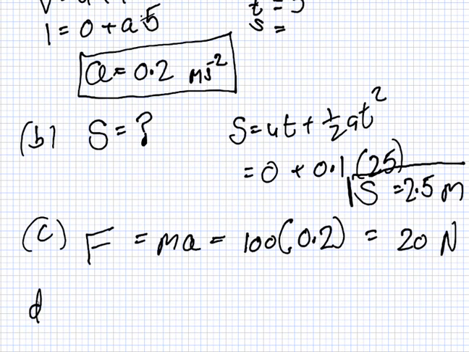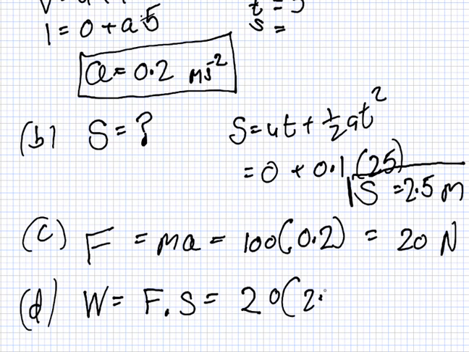Now, what do you think my next question was? The work. The work, yeah. So what's the formula for work, Carrara? FS. F times distance, yeah. So in this case, it'll be 20 times 2.5, which is 50 joules. J for joules. Question?